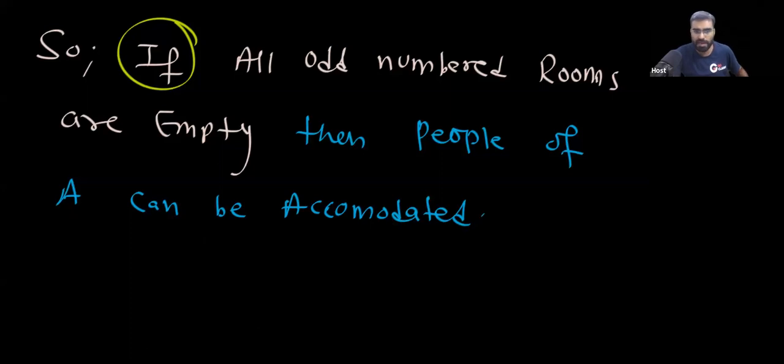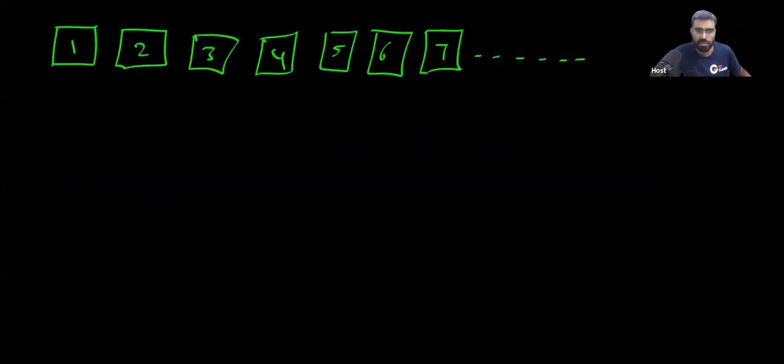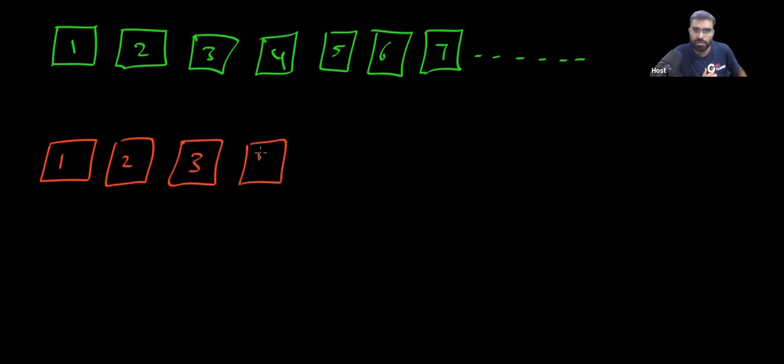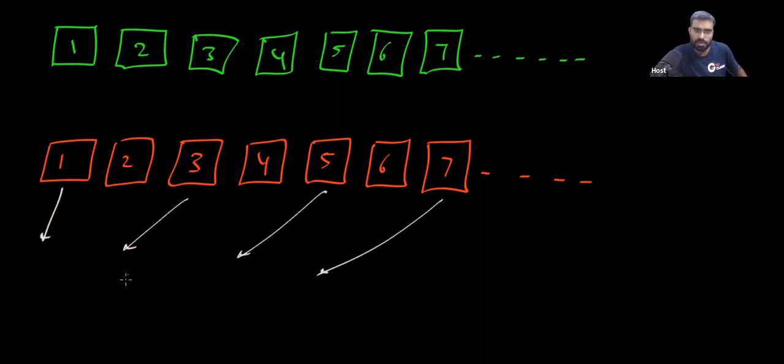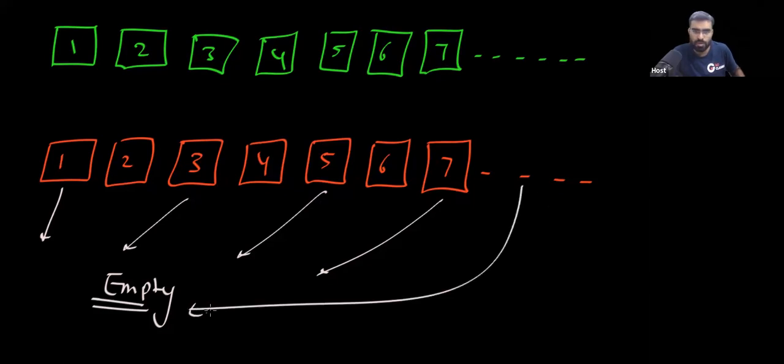What is the idea? The idea is simple. Just empty the odd number rooms. Our target is to empty the odd number rooms. I want to empty all the odd number rooms. So what I will do? I want to empty this room, this room, this room, this room, this room. They must be empty. All the odd number rooms must be empty.